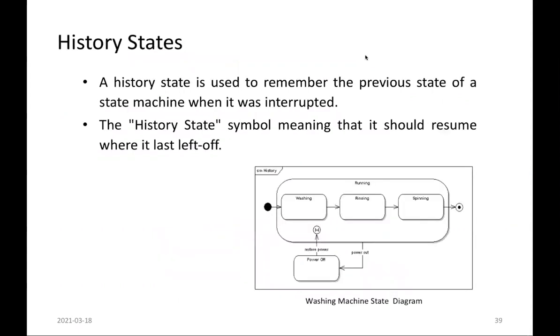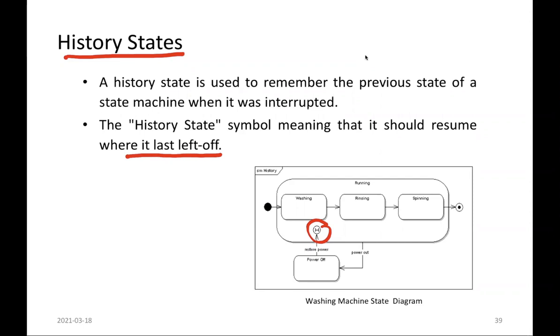So in addition to the concurrent regions, the compound state, the self-transition, the choice pseudo states, we also have history states within my state diagram. A history state is used just to remember the previous state of a state machine when it was interrupted. A history state symbol, which we use with H, meaning that it should resume where it last left off.